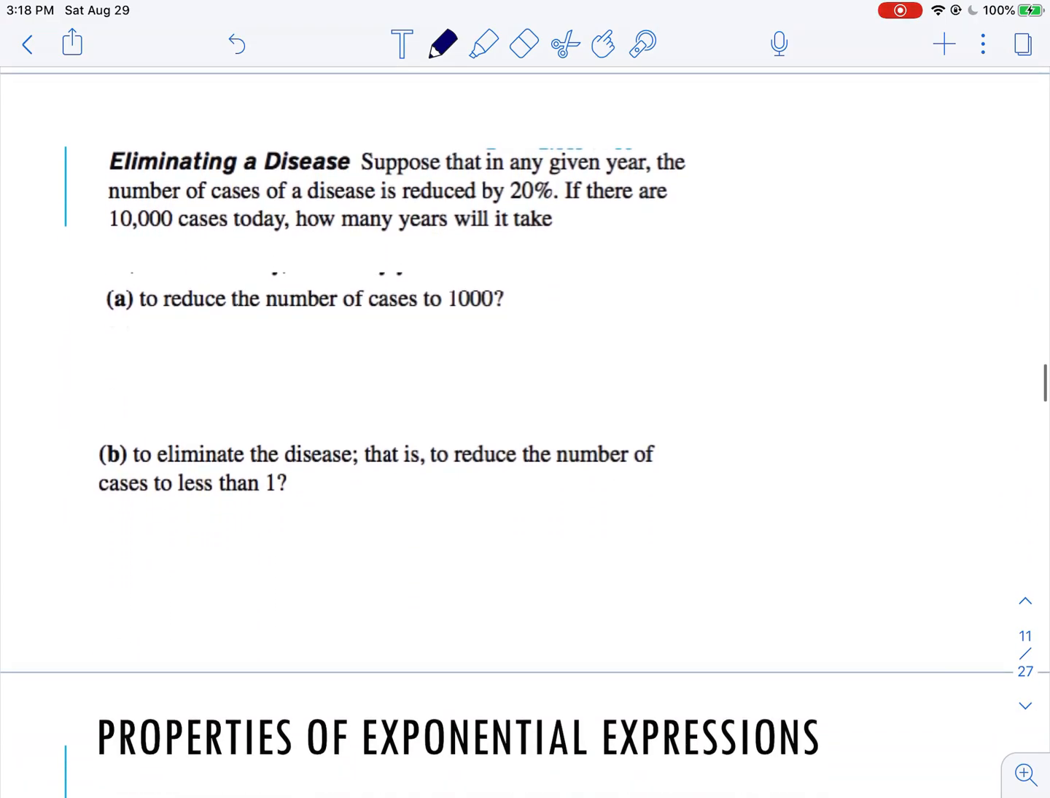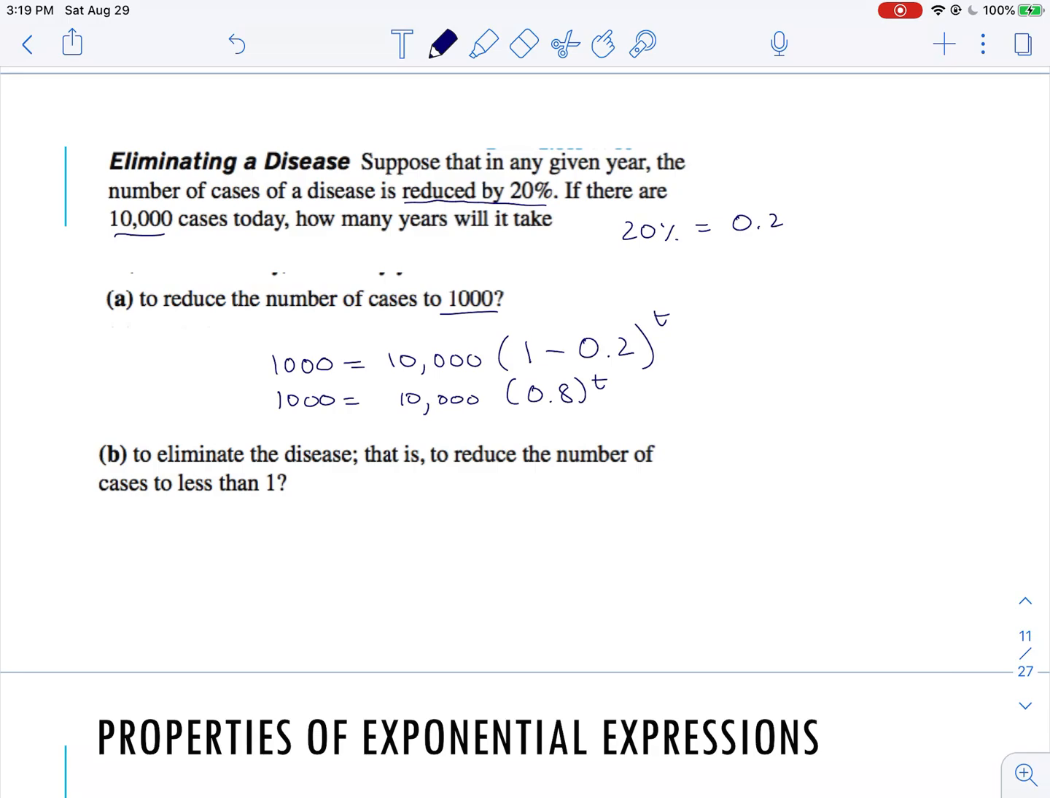Suppose that in any given year, the number of cases of a disease is reduced by 20%. So we're going to take away 20% this time. There's 10,000 cases originally. How long will it take to reduce it to 1,000 cases? So we want 1,000 cases to be our final, and that's going to equal 10,000, and then it's the original 100%, and 100% is 1, minus 20% as a decimal is 0.2, so minus 0.2, and then we want to know how long that would take. So again, we're going to have to learn about logarithms. So we'll come back to this problem once we learn about logarithms.